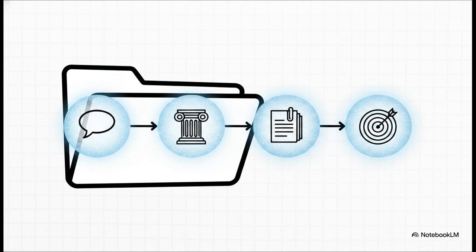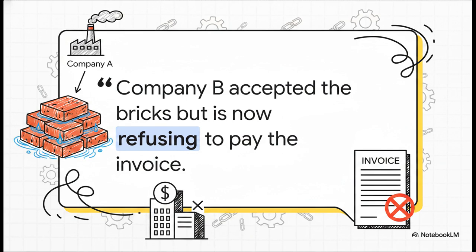Let's actually unpack each of these, starting with the backstory. Okay, the backstory. This is where the attorney just tells the story of what happened in plain, simple language. Take this little micro-story for example. Our client, Company A, delivered 500 bricks to Company B.